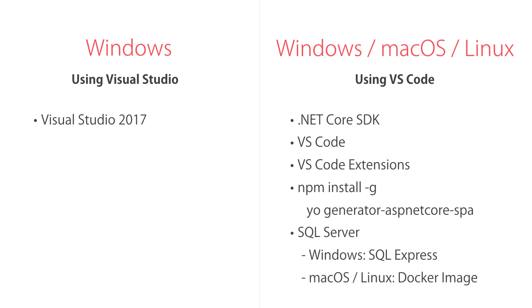Now, on top of all these, we also need SQL Server. When you install Visual Studio 2017, it automatically comes with a lightweight version of SQL Server, which is called SQL Express. If you're using a Mac or Linux, you don't have Visual Studio 2017. So you need to install SQL Server using a Docker image. And that's what I'm going to show you in the next lecture.